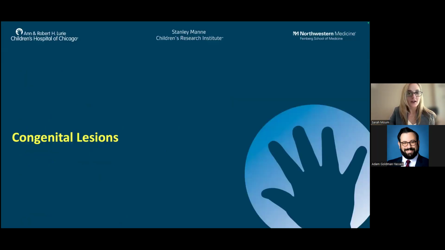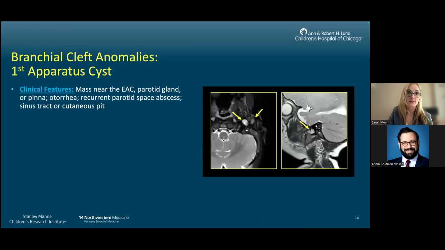Okay, so moving on to our differential, we're going to begin with congenital lesions, which I think all comers is going to be what we most commonly encounter in clinical practice. And we'll just be marching through the differential, beginning with branchial cleft anomaly. So first, branchial cleft cysts.